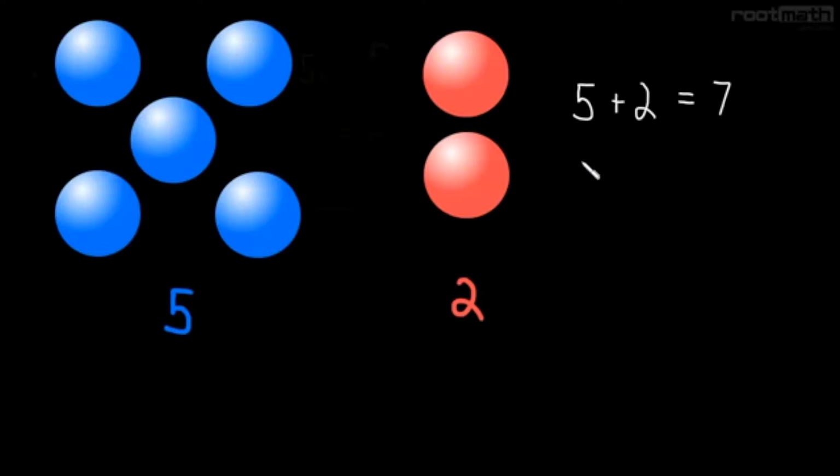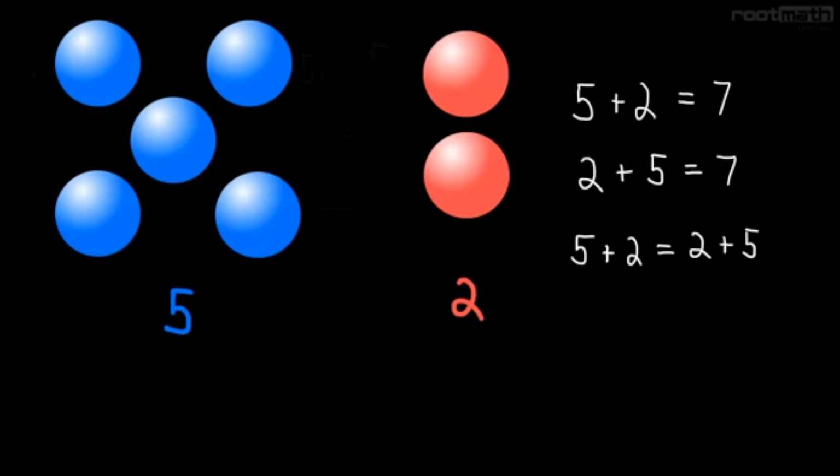But some of you might start counting with the red, and you'd say there's 2 red ones plus 5 blue ones, which still gives you a total of 7 marbles. So the important thing here is that 5 plus 2 is equal to 2 plus 5. It doesn't matter which order we add in, because we're counting the same number of marbles.